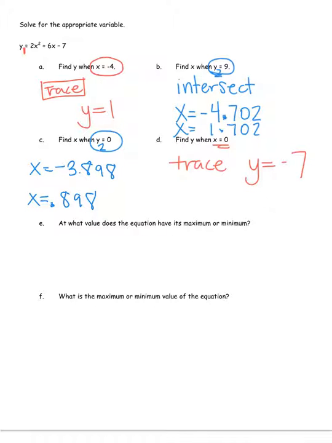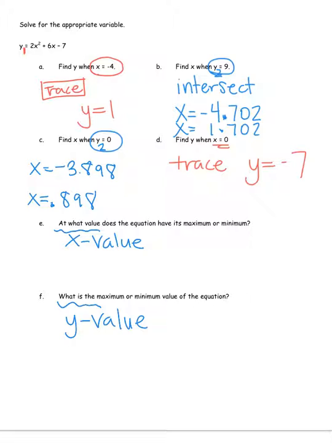All right. At what value does the equation have its maximum or minimum? What is the maximum or minimum value of the equation? So when it asks at what value, that's asking you to give the x value. When it asks what is the maximum or minimum value, that's asking you to give the y value. So answering part E and part F go together, and we'll have the x for the first answer, we'll have the y for the second answer.